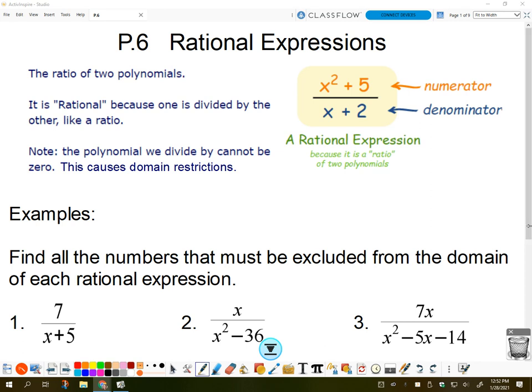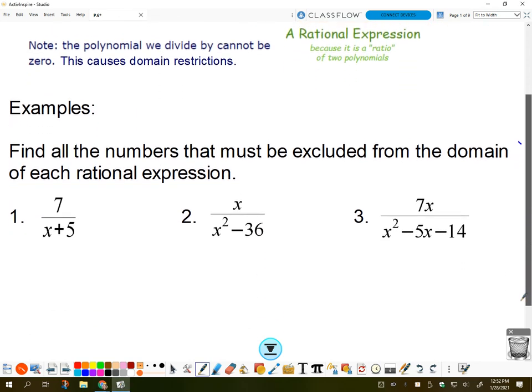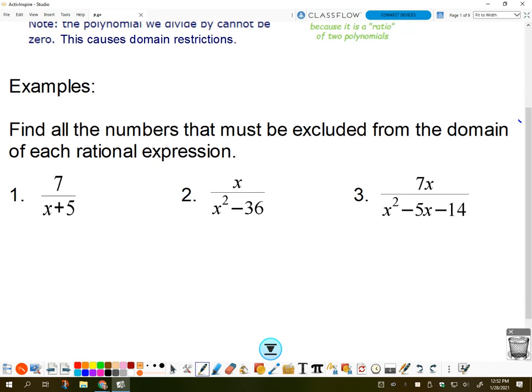Looking at some rational expressions. So domain restriction is just what makes the denominator zero. We can't divide by zero. So if this denominator is zero, we have a problem. So to figure out what would make the denominator zero, you just set it equal to zero and solve. So in this case, you would get that x is -5. And so we're finding what must be excluded from the domain. So if it says what must be excluded from the domain, then you can just say x cannot equal -5. If they ask you for the domain, then you would just say all x's such that x is not -5.